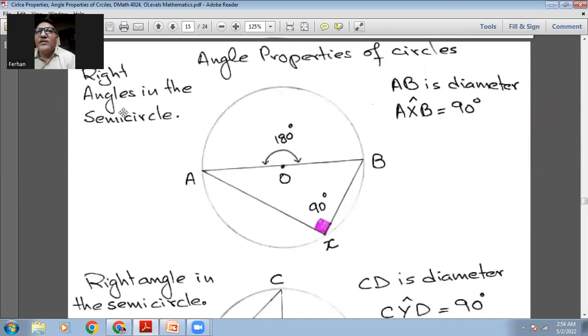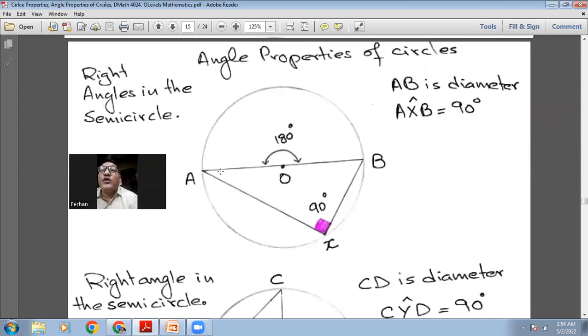Okay, so here we have another very important property. For example, if you have a diameter, AB is the diameter, and you join the ends of the diameter with a point on the circumference. For example, you join A with X and B with the same point X. The important thing is this point is on the circumference. The angle subtended by the diameter at the circumference will be 90 degrees. This property is called the right angle in the semicircle.